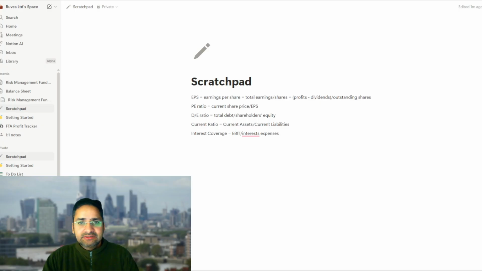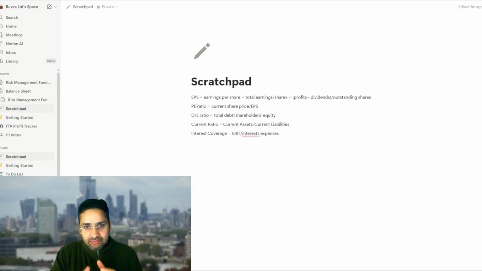So if we take an example of a company which has earnings before interest and taxes of £500,000 and it has to pay an interest of £100,000 in that financial year, then it gives a ratio of 5.0. That means the earnings can comfortably cover interest 5 times over, which is a very good position to be in.